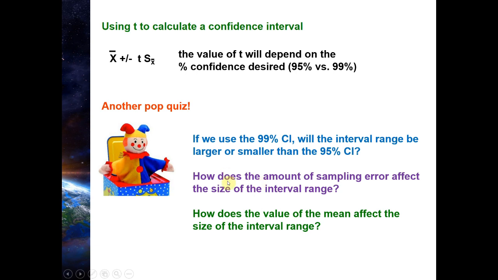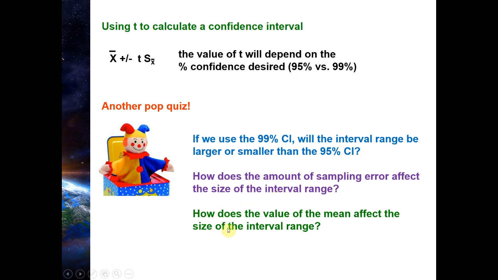All right, how about this one? How does the amount of sampling error affect the size of the interval range? Again, with more sampling error, there's more uncertainty. You better use the larger net. All right, so if we have more sampling error, it means that the interval size is going to be larger. We need a greater range of values to make up for that uncertainty. And it's the same for t and z.